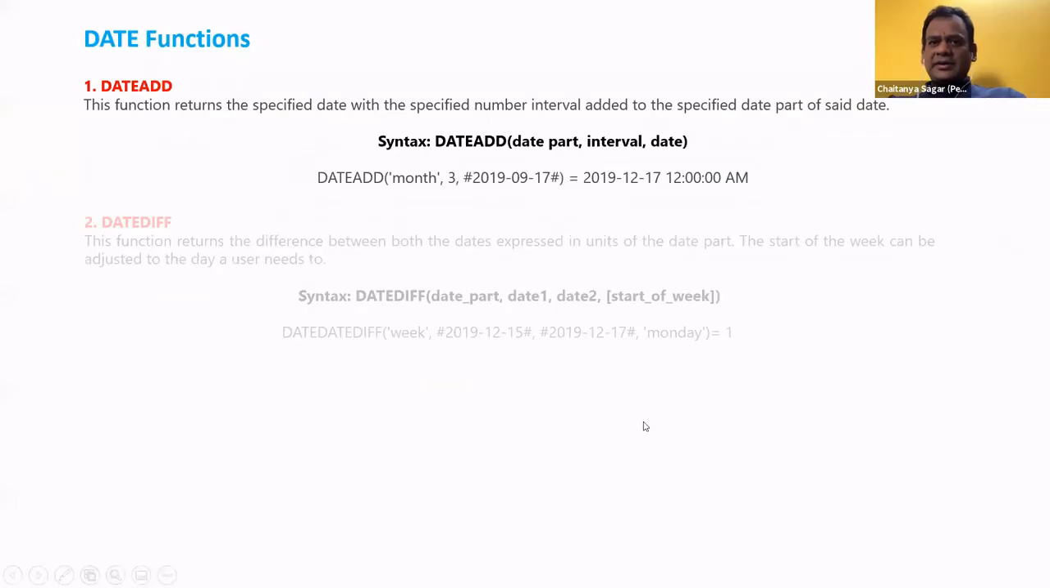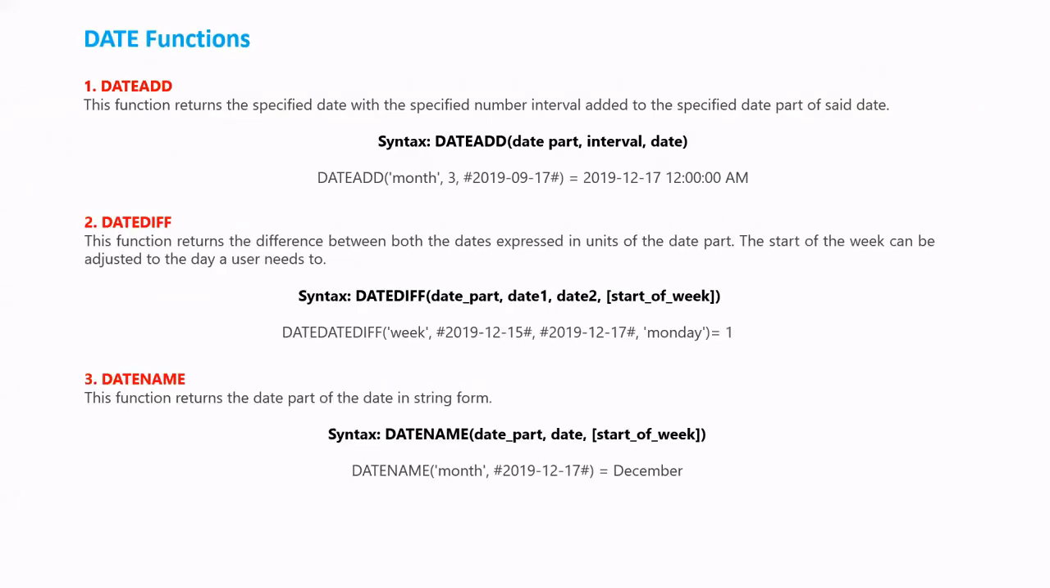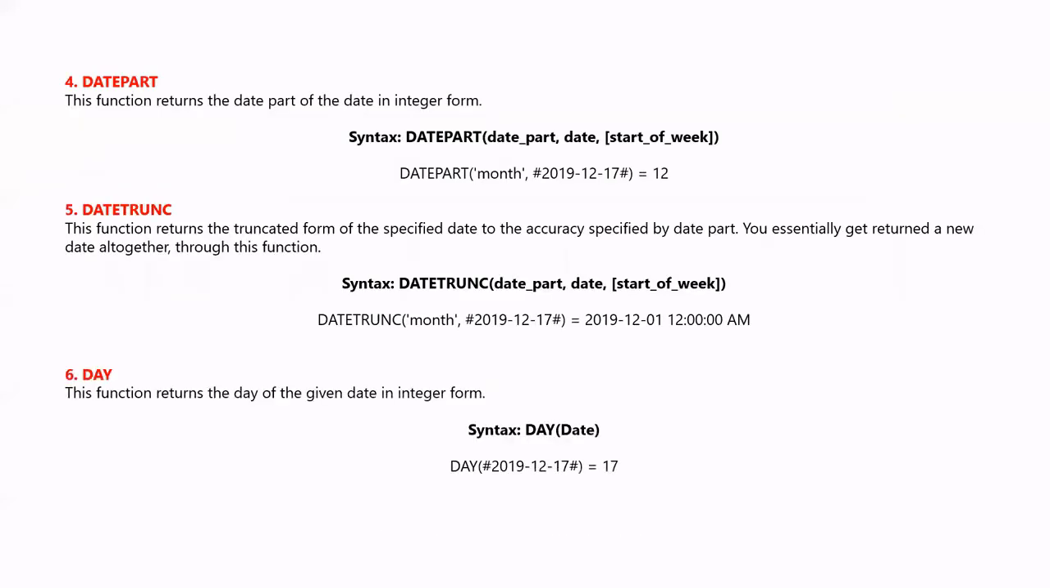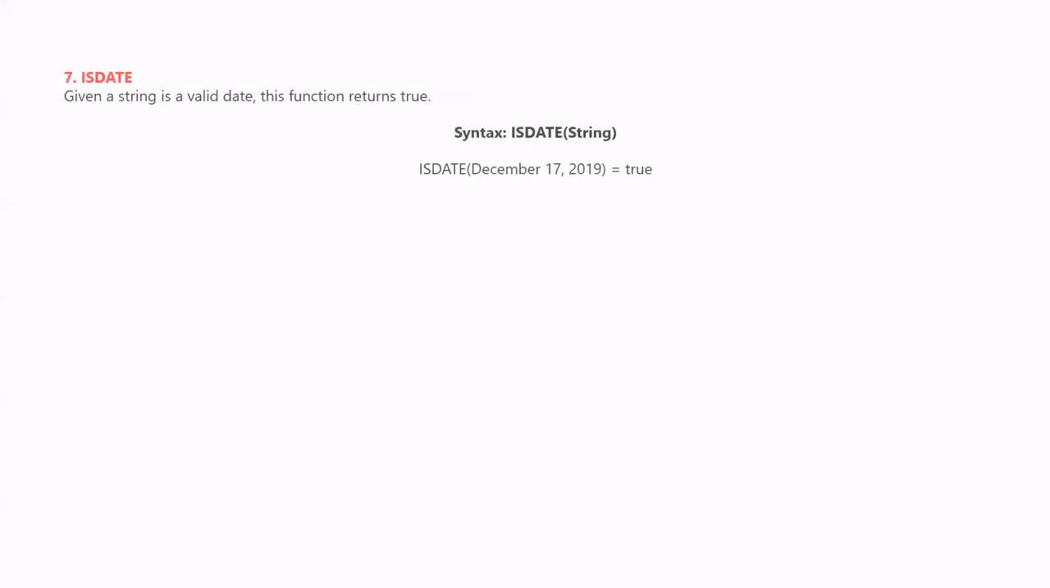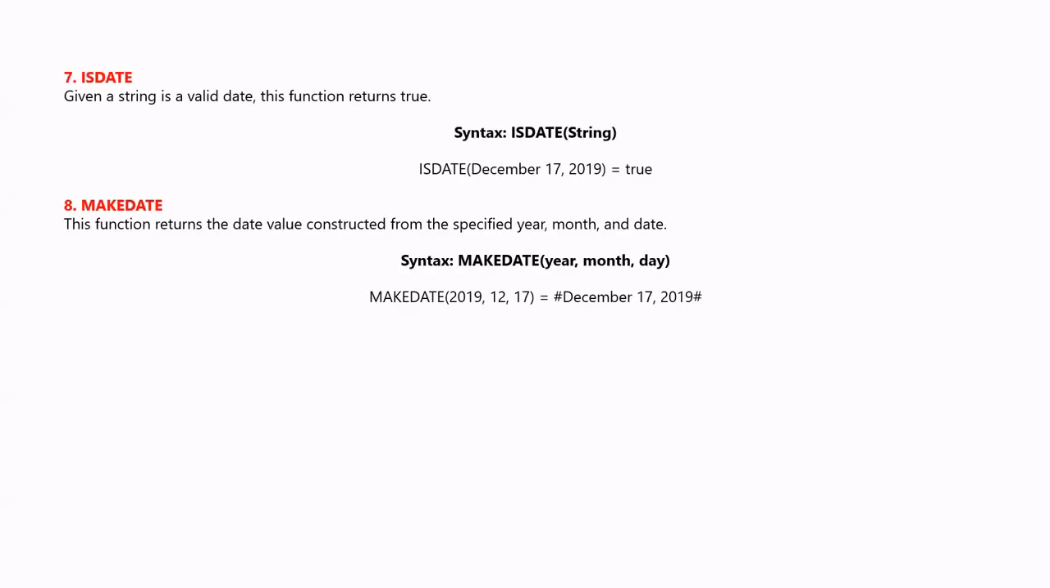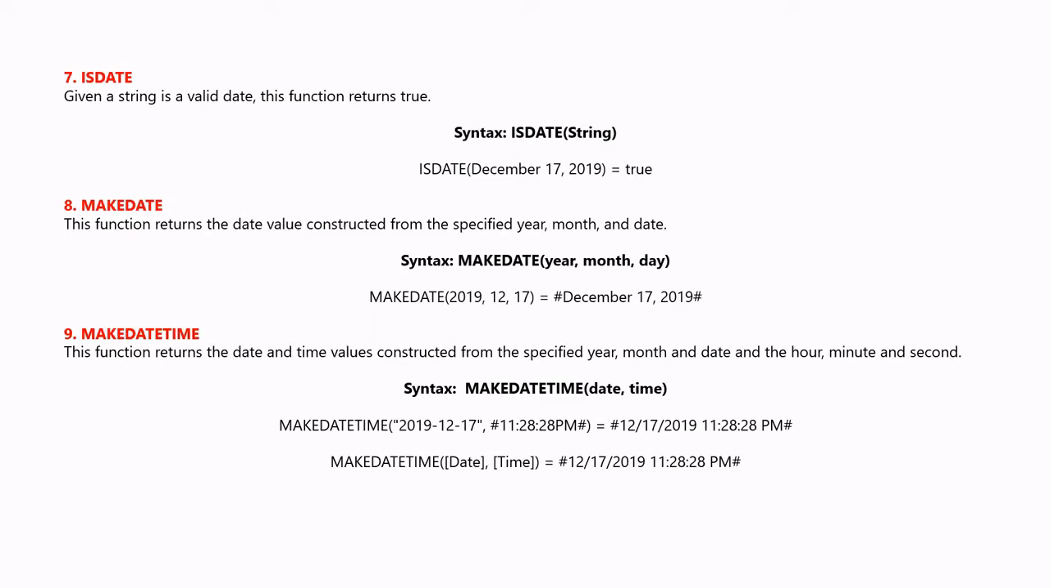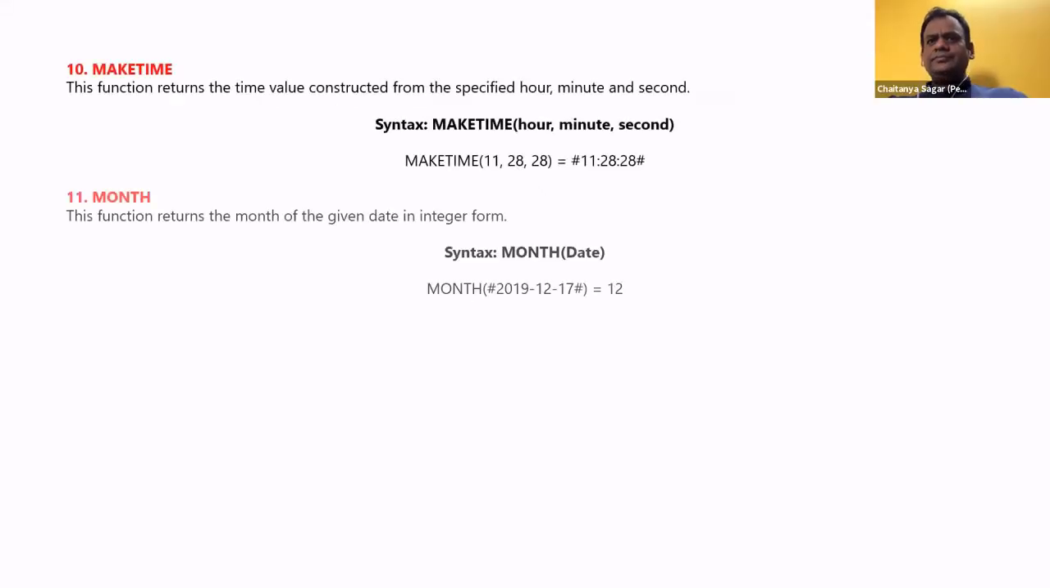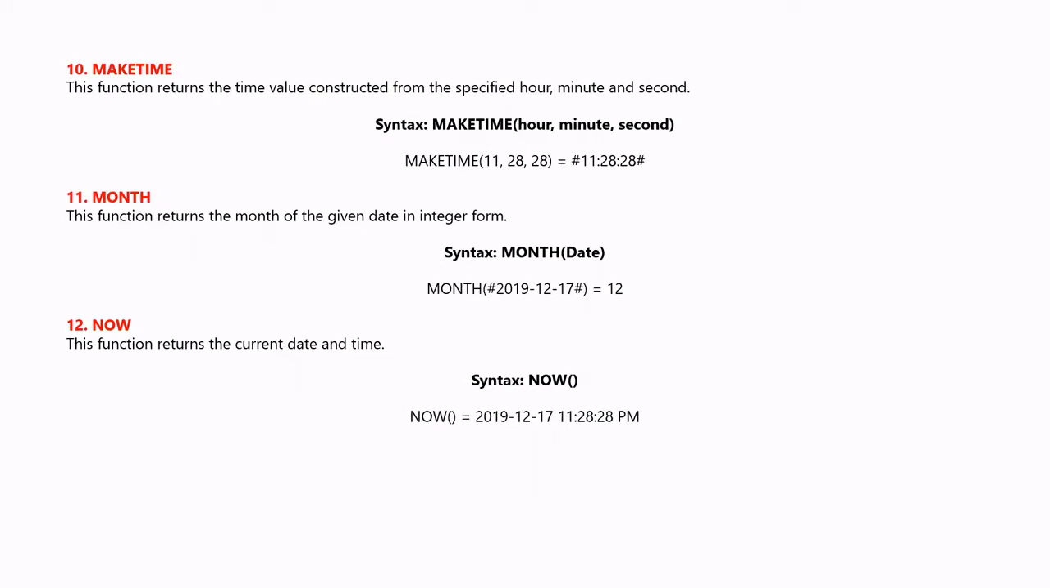Date add, date name, perfect. So date part, date trunc, day. Is date, make date time. Make date time comes under type conversion functions rather than date. And these are the 12 functions in date.